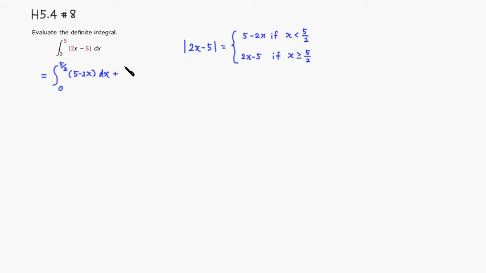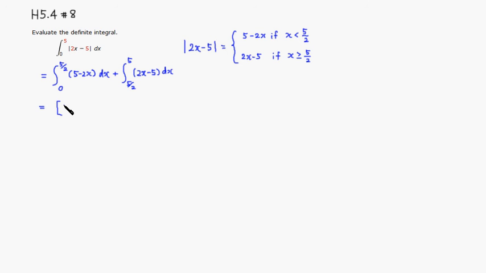And the second half would be from 5 over 2 to 5. Then the function is 2x minus 5. Alright, so once you can do that, then you can just go ahead and find the antiderivative.